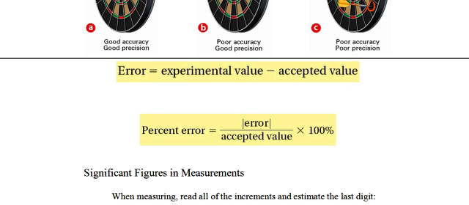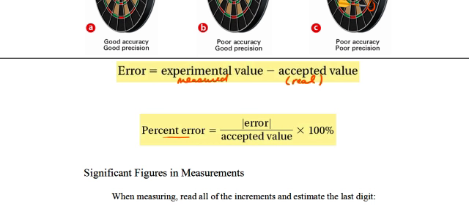Error is simply the experimental value, this is what is measured, minus the accepted value, or we're going to say that's the real value, but in reality there's a lot of values that don't have a real value. We don't know exactly what they are. We can only measure them and take measurements on them over and over again. But the error is the actual distance from the real accepted value. The percent error expresses that as a percentage.